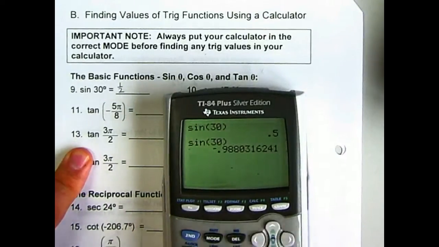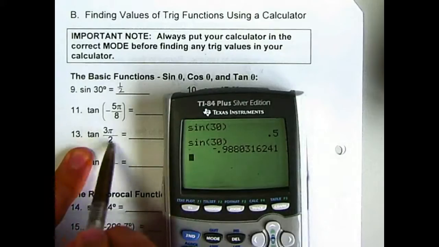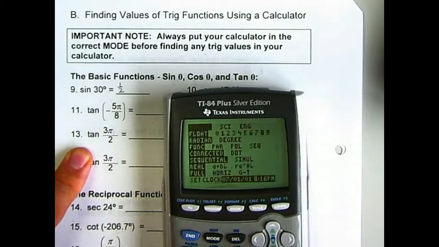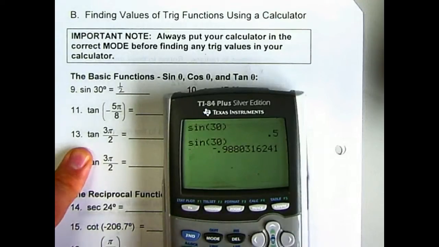And number 13 here is kind of a nice one to take a look at. It shows a little bit of an exception. My angle here is in radians, so I'm going to go back to my mode, and I'm in radians here, so I'm okay. And I'm going to push tan of 3 pi, so 3 and then pi is here, over 2. And I'm going to get a bit of a weird result here. I'm going to get an error.